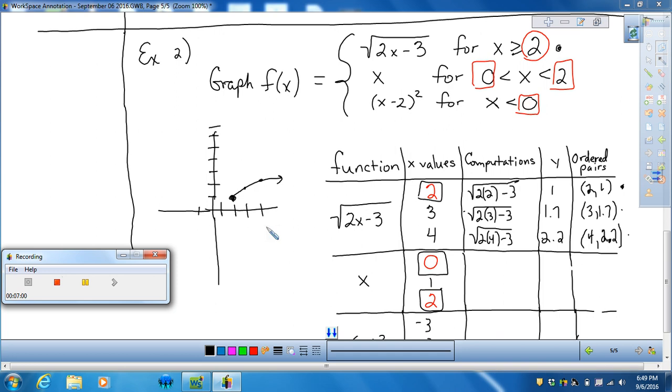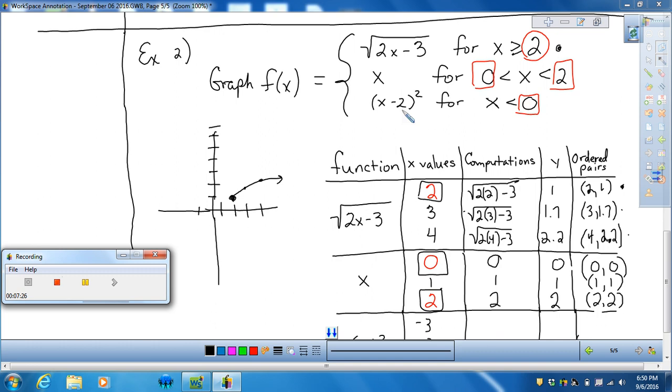Okay. Now we're going to move on to the second function, x, when the number is between 0 and 2. It's just going to be equal to x. So the first one is 0, second one is 1, third one is 2. Go ahead and set up your ordered pairs and graph.